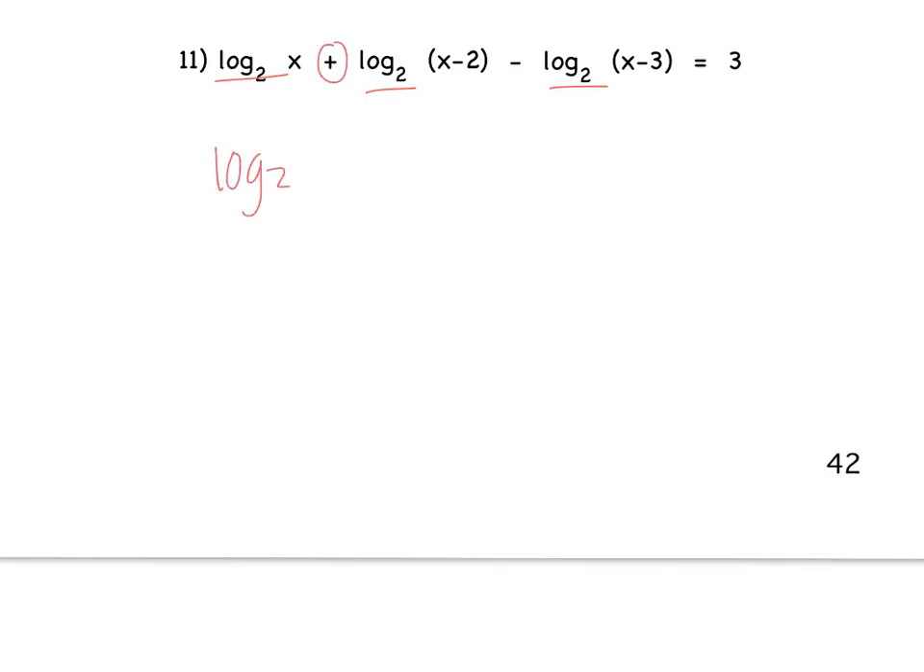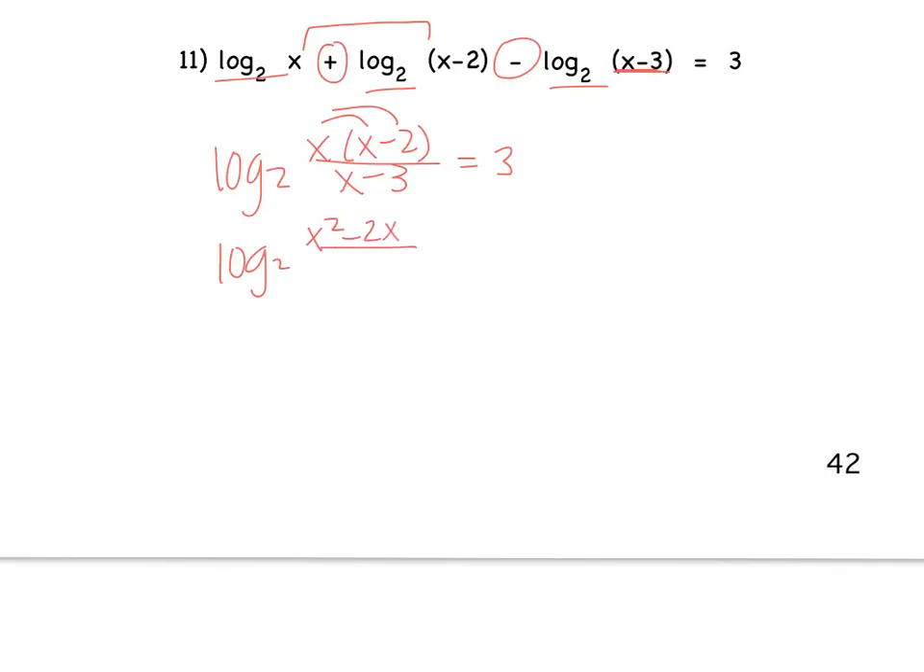So I know that I'm going to end up with a log that's base 2. Now, adding means that I can multiply the arguments. So I'm going to have x multiplied by x minus 2. Then I'm subtracting. Subtracting means that I'm going to divide this last argument. So divided by x minus 3 equals 3. Okay, now I want to simplify that argument a little bit. So I get log base 2, and if I distribute that x, it's x squared minus 2x over x minus 3.